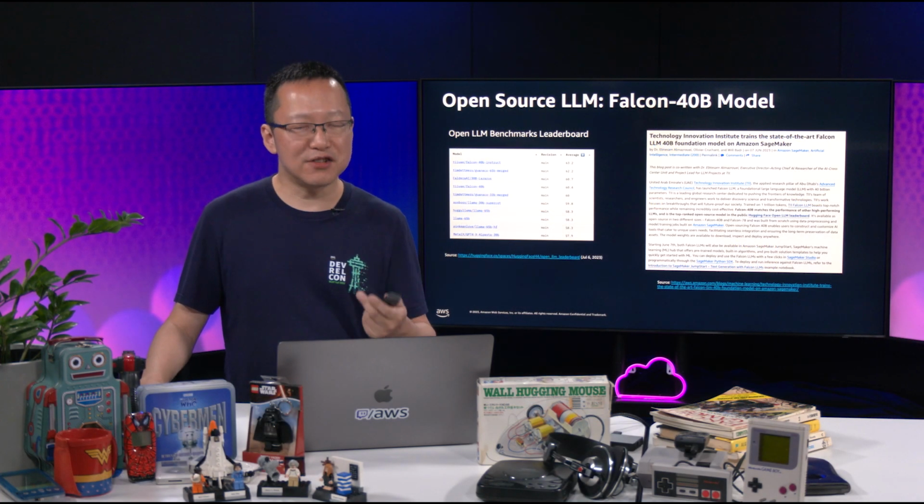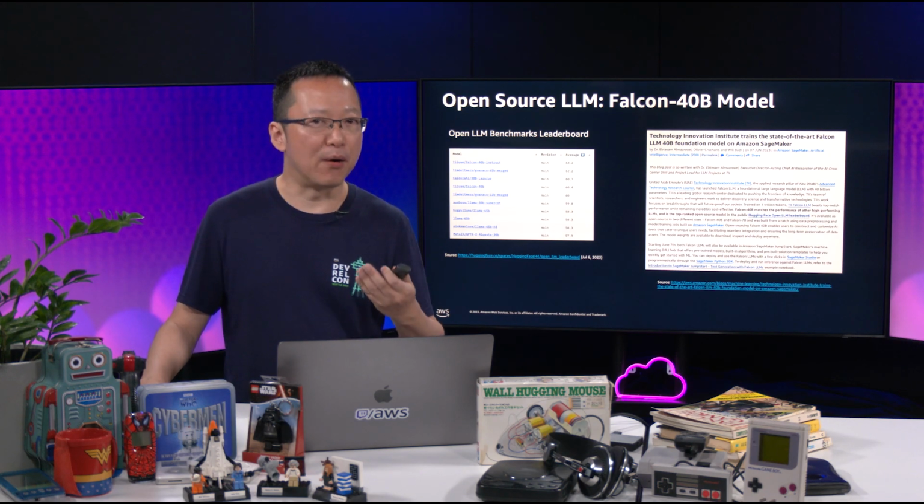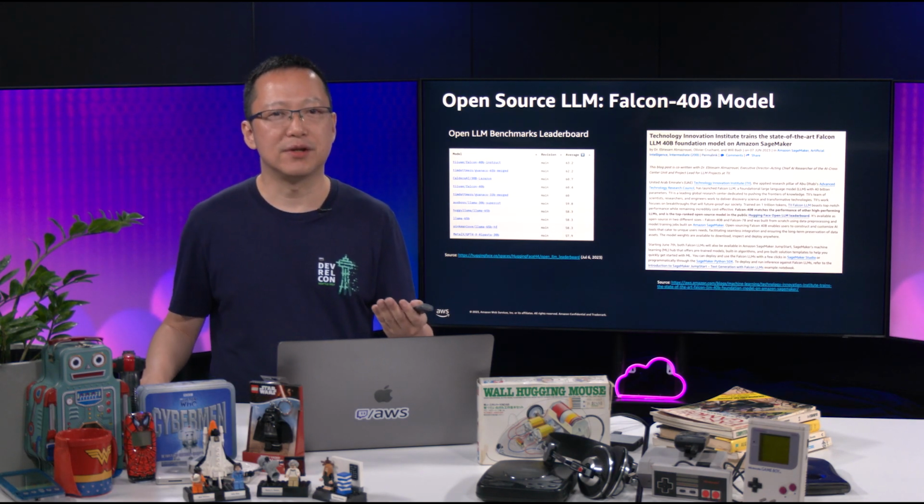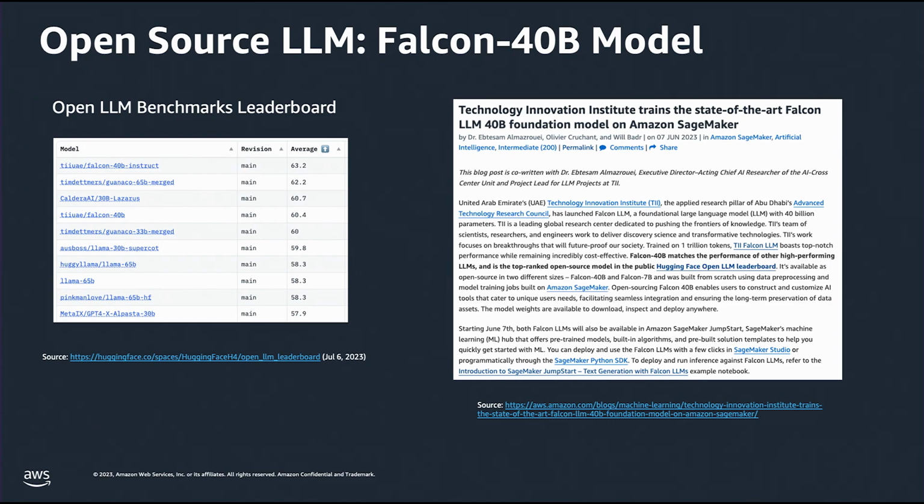And training a large language model with 40B parameters is very challenging. The screenshot on the right side is a blog describing how to train the Falcon-40B model on AWS. If you are interested in the details, you can follow the documentation link below the screenshot and read more.